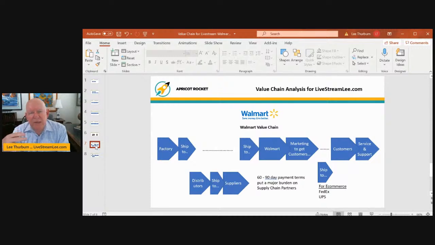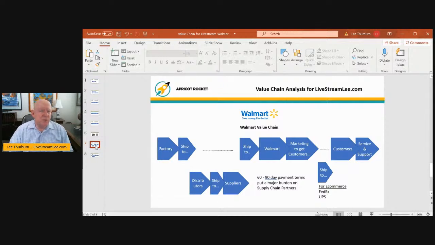They do have, and have been developing, an e-commerce capability largely in competition with Amazon, which we're going to talk about next. So there is some limited amount of outbound logistics that Walmart has to deal with in the way of e-commerce related sales, which typically is done on either FedEx or UPS, though I'm sure there are others as well.